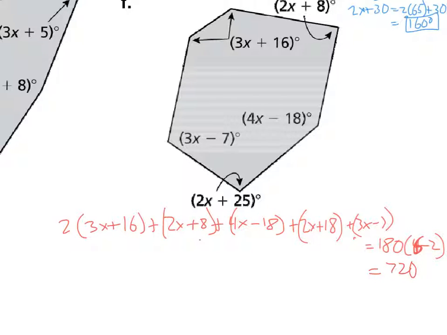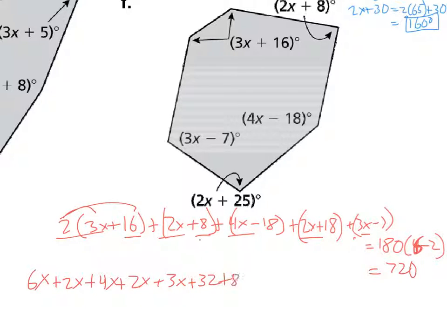Now we got to be careful here. And it might be good to write all this out here. We've got to distribute in this case. Okay, so we've got 2 times 3x, that's 6x. And so we have 6x, 2x, 4x, 2x, and 3x. Since there's so much, let's write it out there. We've got 6x, plus the 2x, plus the 4x, plus the 2x, plus the 3x. Then we've got the 2 times the 16, that's 32. And then we've got 8. And we've got a minus 18. So this is going to be plus a negative 18. And then we've got plus an 18, this guy right here. And then we've got plus a negative 7, or just a minus 7 if you want.